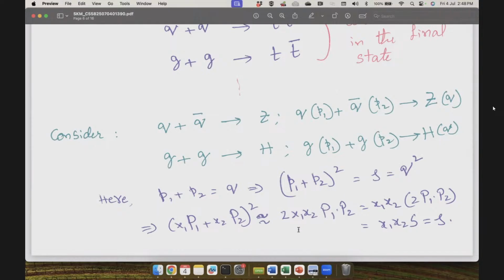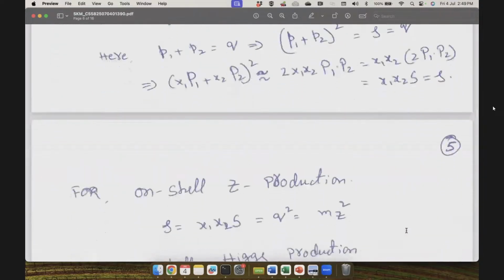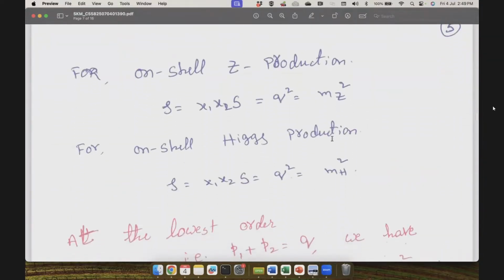So in that case, (P1 + P2)² simply turns out to be equal to 2 P1·P2, which is what I call capital S. The small s is related to the capital S by this connection: small s equals x1 times x2 times capital S. Now for on-shell Z production, what is this s? s equals x1 times x2 times capital S equals Q². And for on-shell Z boson, this Q² equals mZ².